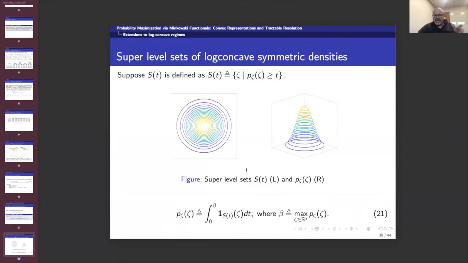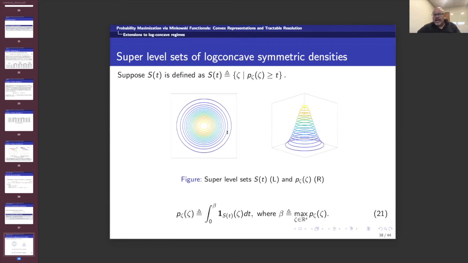But the issue is that when you have log concave symmetric densities, we can't directly apply our framework. And so how do we extend our framework to accommodate these types of densities? So I'm going to look at what are called super level sets of log concave symmetric densities. This is the super level set associated with p zeta, where t represents the threshold. So S of t is the set of zeta such that the density is greater than t.